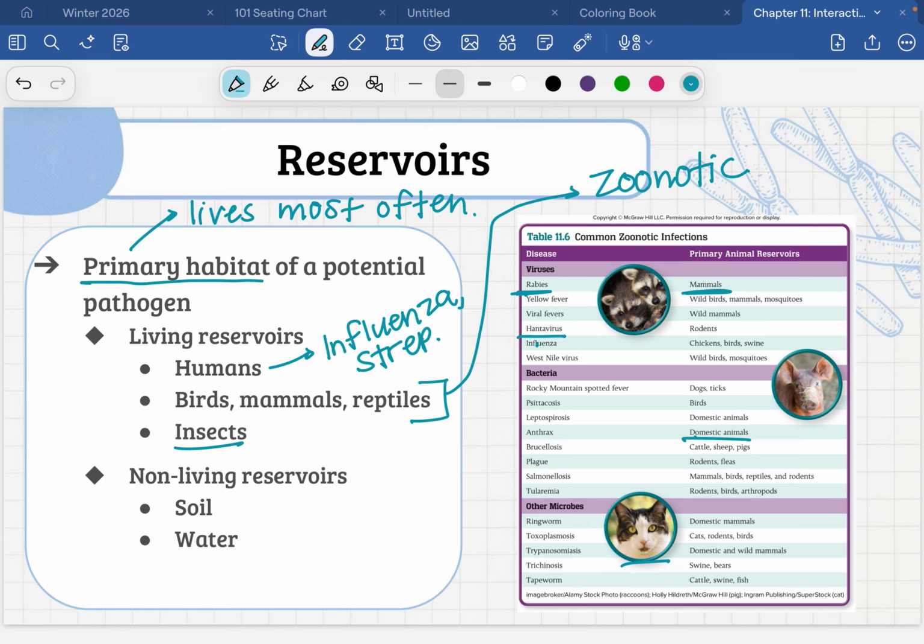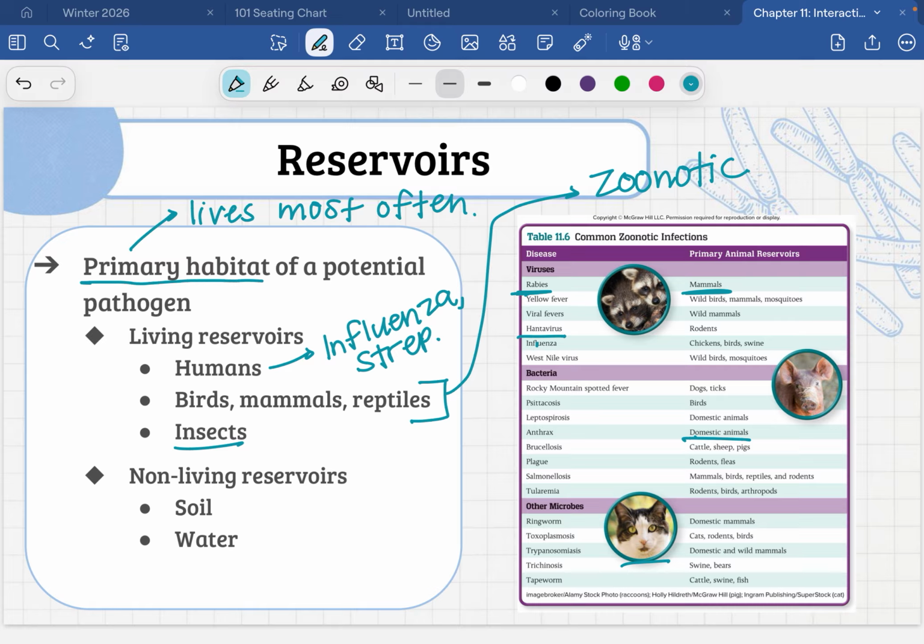And then one of the more common living reservoirs are insects. So things that are spread through mosquitoes, ticks, other types of insects, tsetse flies, right? There are all kinds of diseases that we can pick up from insects, and the primary reservoir of those diseases are the insects themselves. That's where they live most of the time.